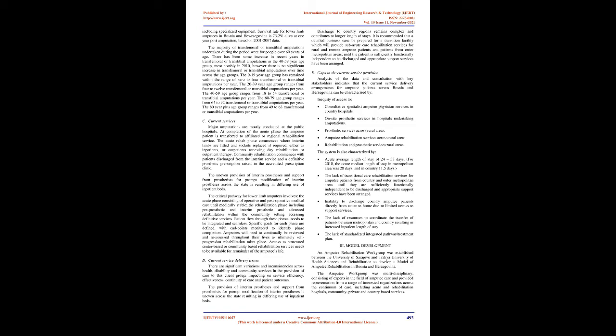The 0 to 19 year age group has remained within the range of 0 to 4 transfemoral or transtibial amputations per year. The 20 to 39 year age group ranges from 4 to 12 transfemoral or transtibial amputations per year. The 40 to 59 age group ranges from 18 to 54 transfemoral or transtibial amputations per year.